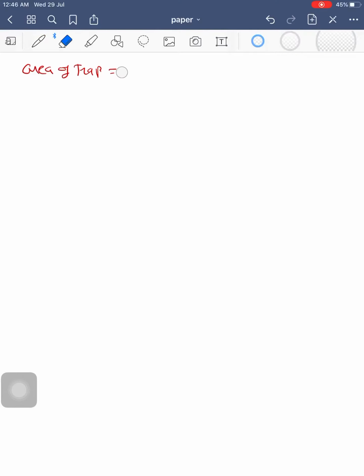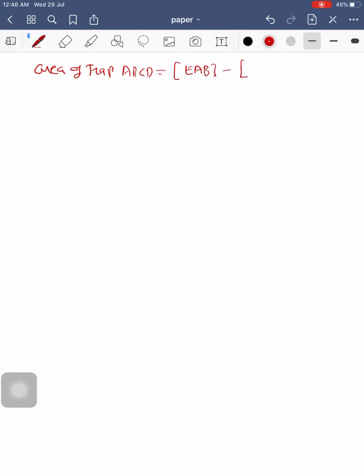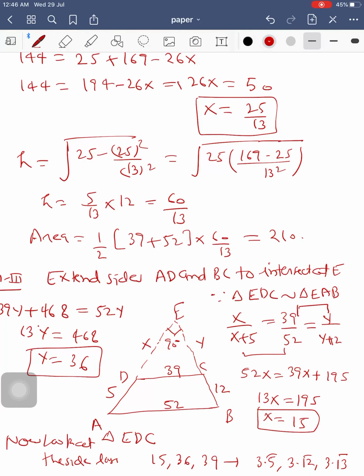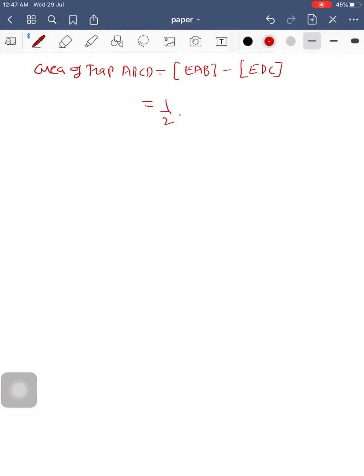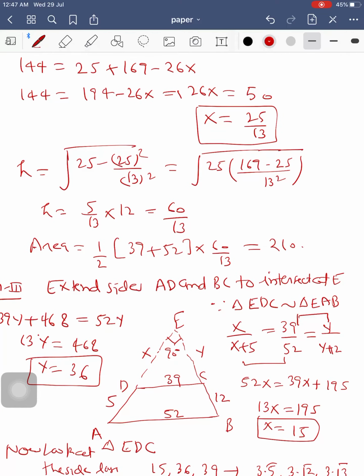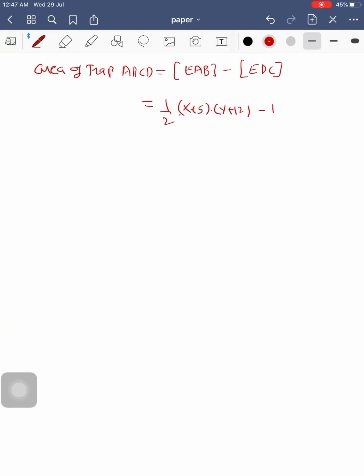Therefore, we can write the area of trapezium ABCD equals area of triangle EAB minus area of triangle EDC. The area of triangle EAB is what? Angle E is 90 degrees, therefore area of triangle EAB equals half into x plus 5 into y plus 12, minus half xy.